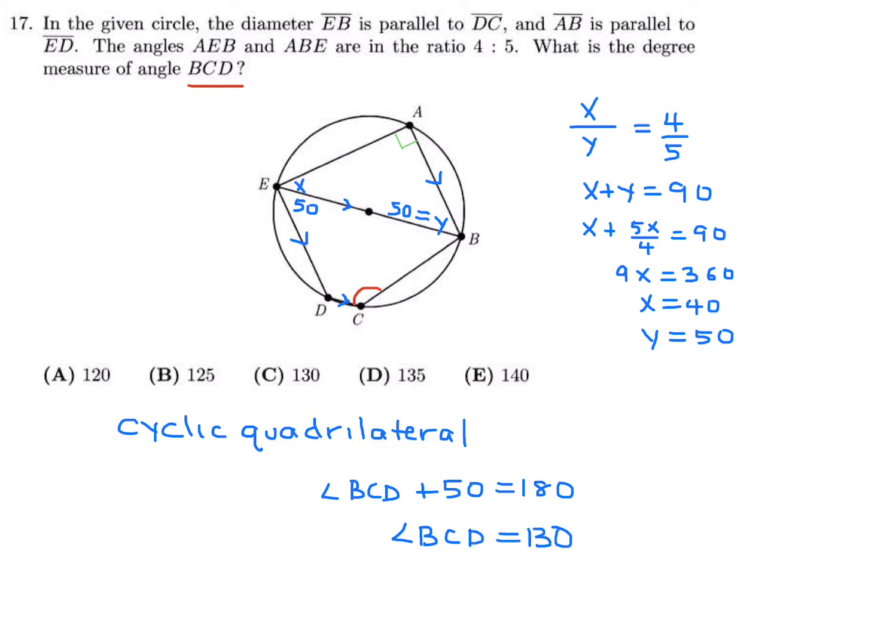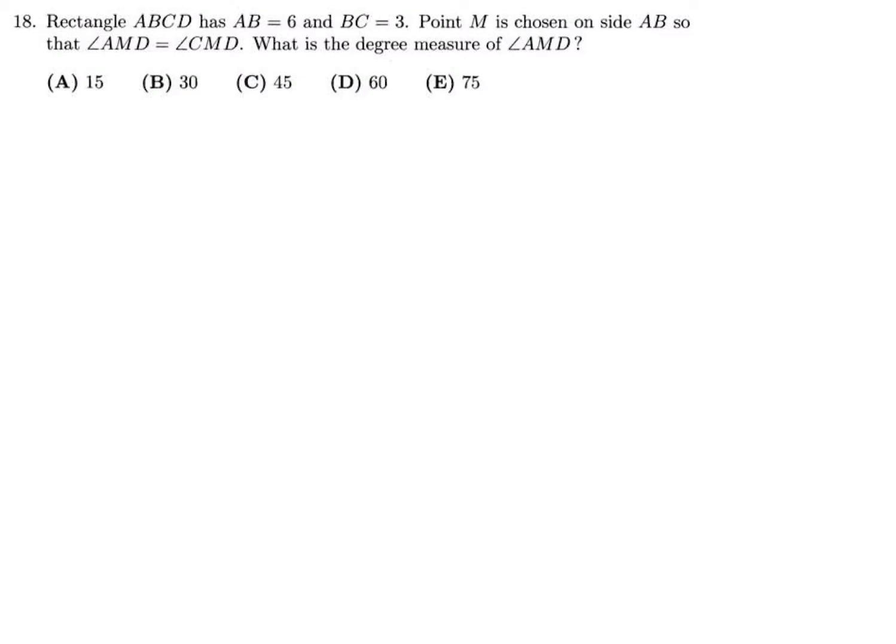And like I said, there are other ways of doing this question. Whatever way you're comfortable with is perfectly fine, as long as you arrive at the correct answer. And number 17, therefore, the answer is C. Rectangle ABCD has AB equal to 6 and BC equal to 3. Point M is chosen on side AB, so that angle AMD is equal to angle CMD. What is the degree measure of angle AMD?